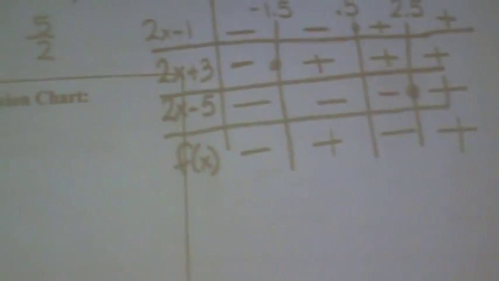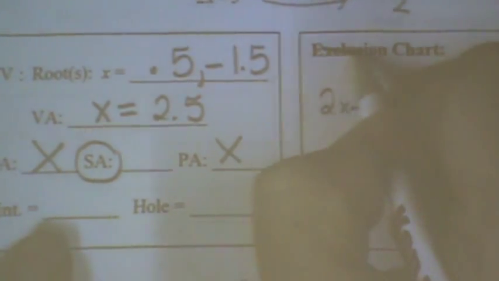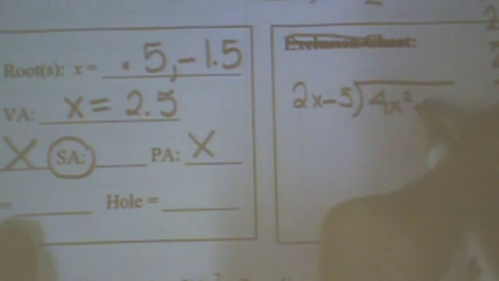So let's finish this. We have roots at 0.5 and negative 1.5. This one, I'm going to show you a nice graph of it. Your vertical asymptote is x equals 5/2, which is 2.5. And this one is top heavy. It's top heavy by 1 degree, which means there is a slant asymptote. But unlike the last question, we have to do long division to do it. You're going to have to do 2x minus 5. This is not an exclusion chart in here. You have to do long division. You have to do 4x squared plus 4x minus 3.